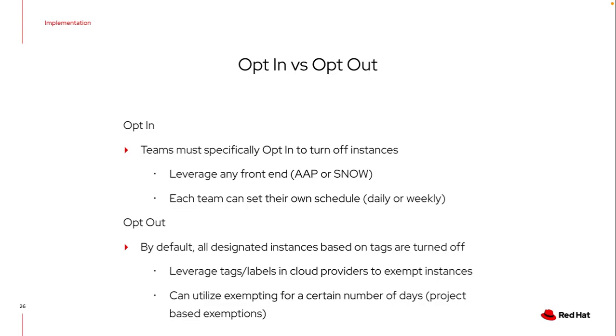So for that particular use case that we did, it was actually an opt-out type approach. So really everything was turned off unless a user specifically requested that their instances were not turned off during the designated time. I look at the other way in terms of an opt-in approach. So everyone has to specifically say, yes, these are the instances that I want to turn off, and here's the time frame that I want to turn them off on.